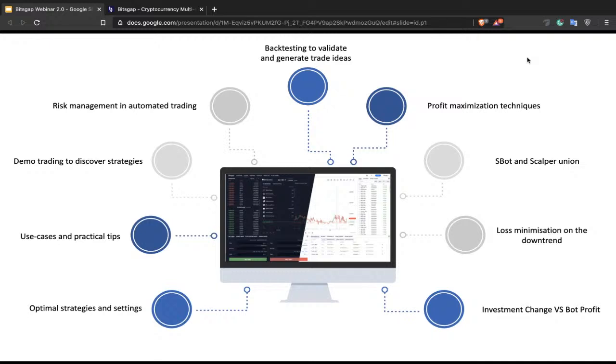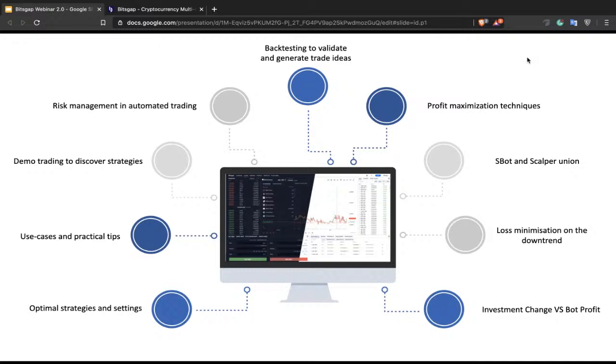Demo trading is about risk-free trading simulation where you have virtual money and you can trade in any way you want, just to find what is the best suitable trading style for you. I will also cover risk management principles that we have in automated trading.